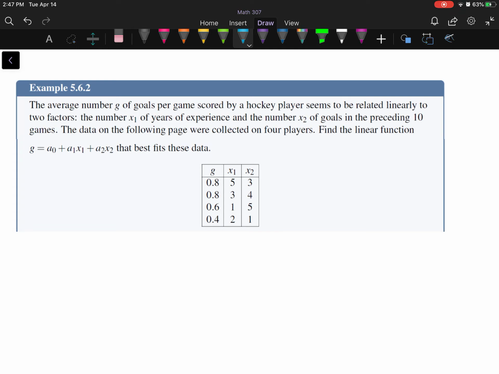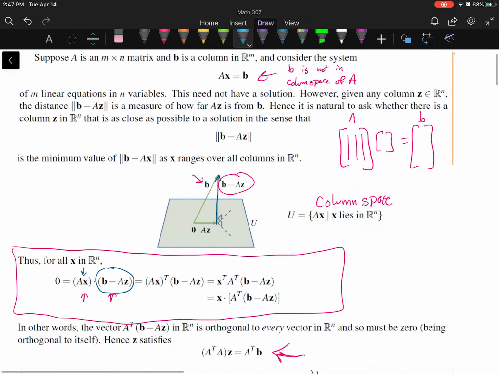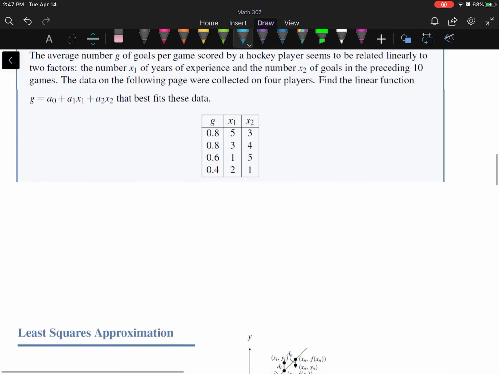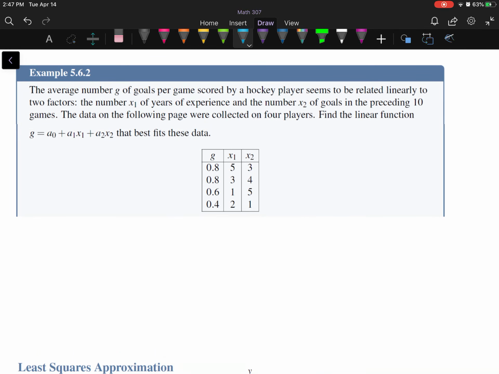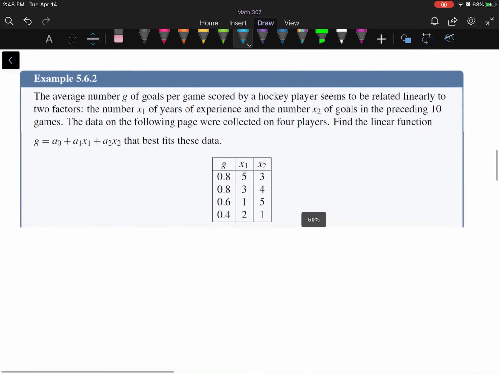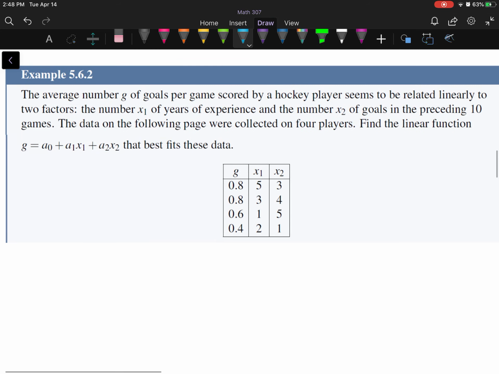What we have here is some statistics. This problem reads, good grief. The average number G of goals per game scored by a hockey team or hockey player seems to be related linearly to two factors: the number x1 of years of experience and the number x2 of goals in the preceding 10 games. The data on the following page were collected on 4 players. Find a linear function that best fits these data.